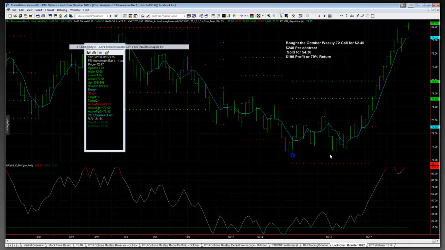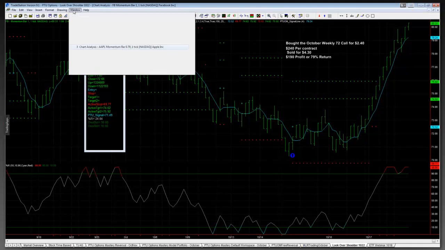Worst case, if it hits my stop, I'll jump out. I'm not going to be dumb. I'm not going to be stubborn. Let's keep our losses small. But in this case, we never threatened the stop. Because I just stayed patient, I let the trade work out for me, and I hit full target. Really nice 80% return on my money.